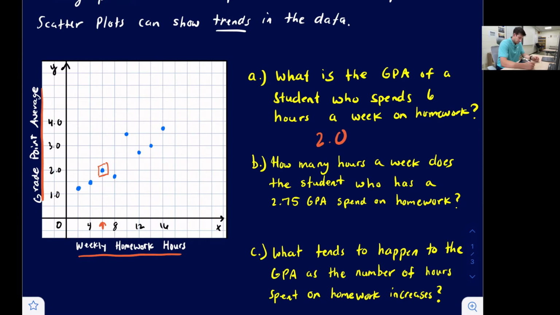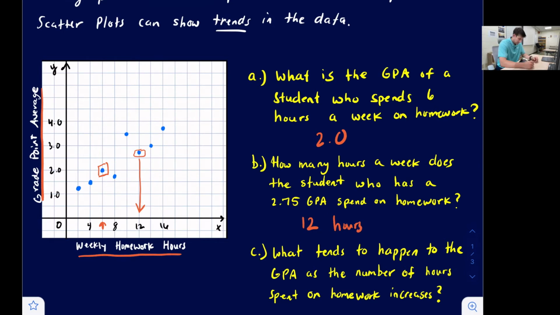B says, how many hours a week does the student who has a 2.75 GPA spend on homework? So now they've given us the GPA. So 2.75 would be this point right here. And so now we can look, the corresponding x value is 12. So how many hours? 12 hours a week.